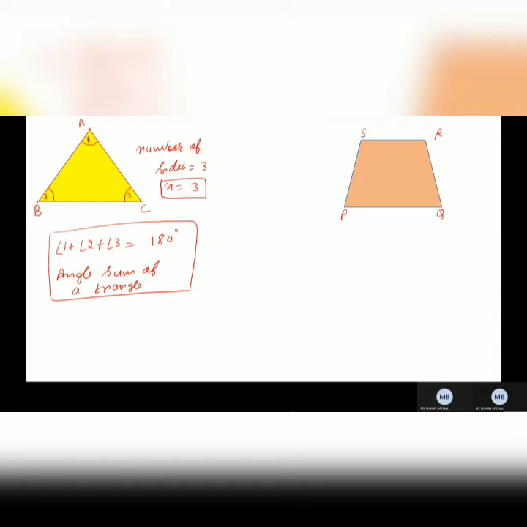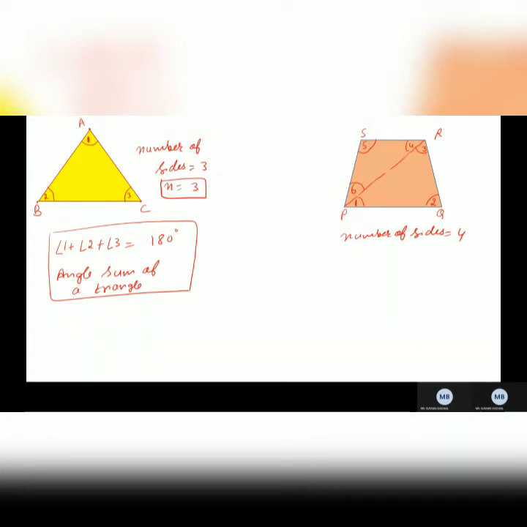Now let us calculate the angle sum of a quadrilateral. Now this is a quadrilateral PQRS. It has four sides. So the number of sides is 4. So now if I divide it into two parts, you can see it has been converted into two triangles. Now we have angle 1, angle 2, angle 3. This I can take as angle 4. This can be taken as angle 5 and this can be taken as angle 6.